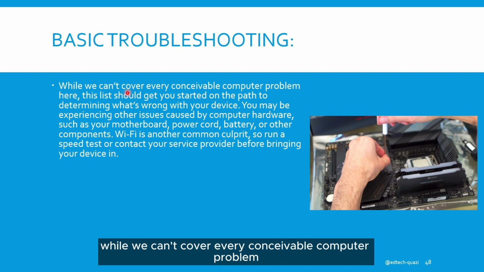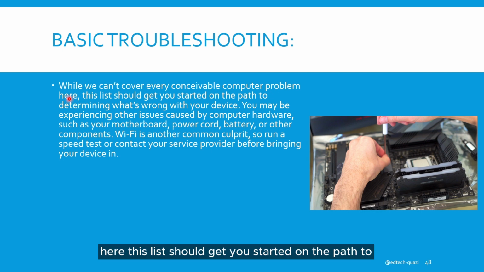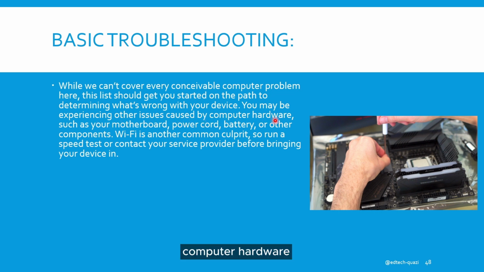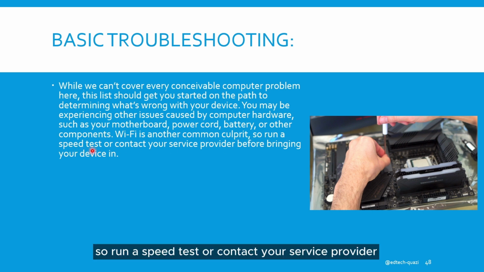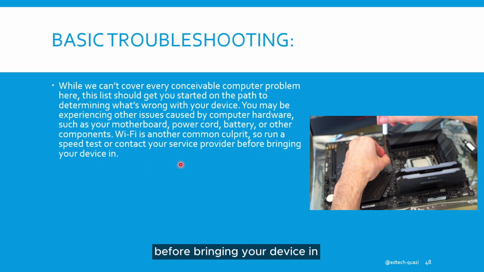While we can't cover every conceivable computer problem, this list should get you started on the path to determining what's wrong with your device. You may be experiencing other issues caused by computer hardware, such as your motherboard, power cord, battery, or other components. Wi-Fi is another common culprit, so run a speed test or contact your service provider before bringing your device in.